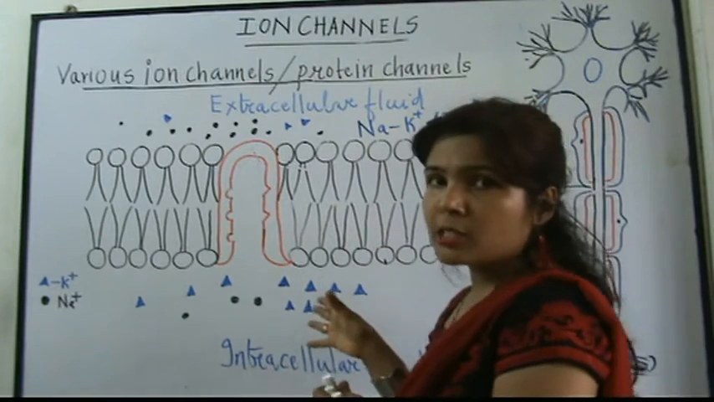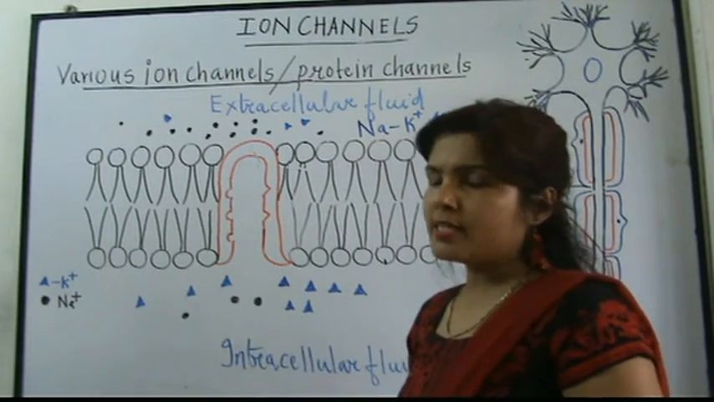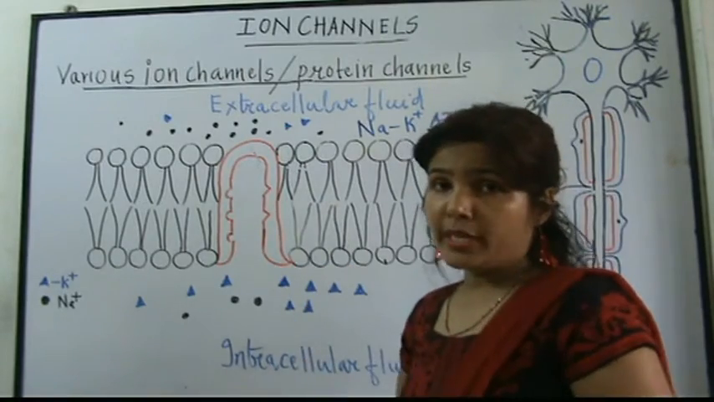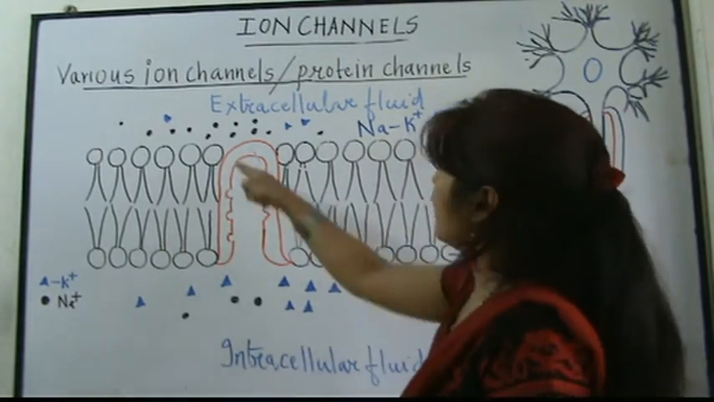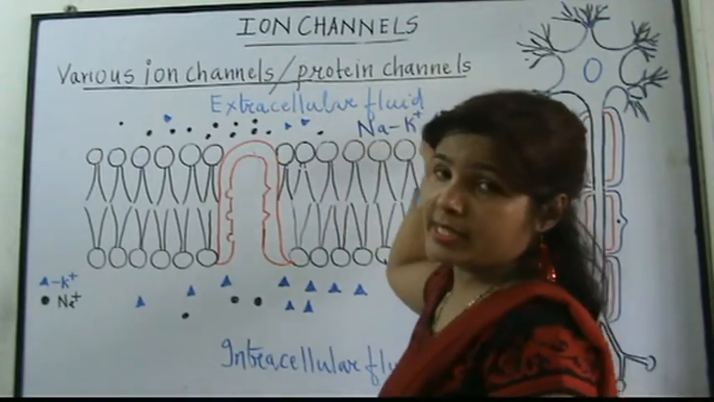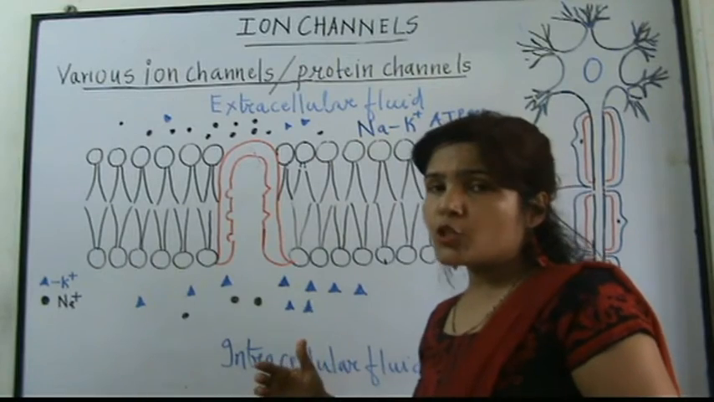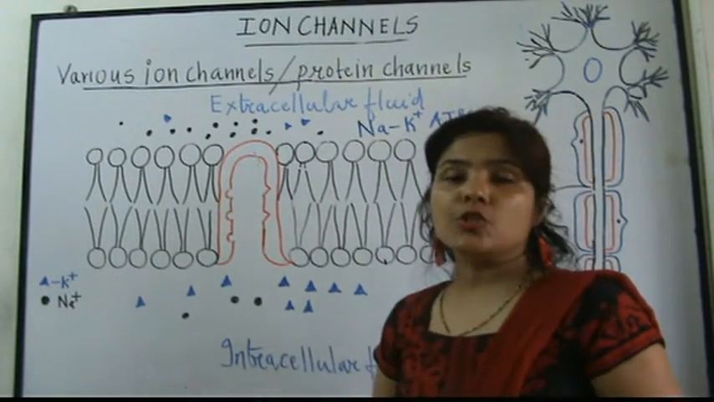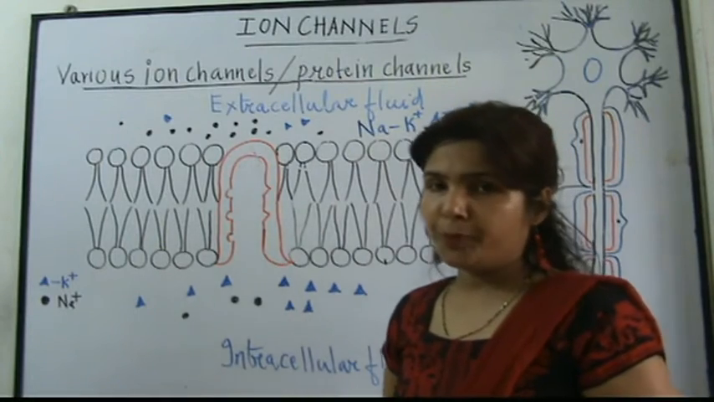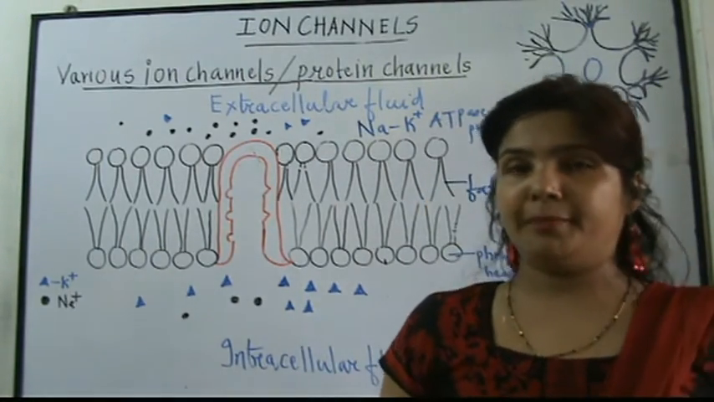Now because of this pump, and there are other reasons also which we are going to dwell on in future lectures, within the cell, I have mentioned here it's the intracellular fluid, and here as well it's the extracellular fluid. Within the cell, the concentration of potassium ions is more, and outside the cell, the concentration of sodium ions is more. Now I mentioned a very important word over here, concentration gradient.